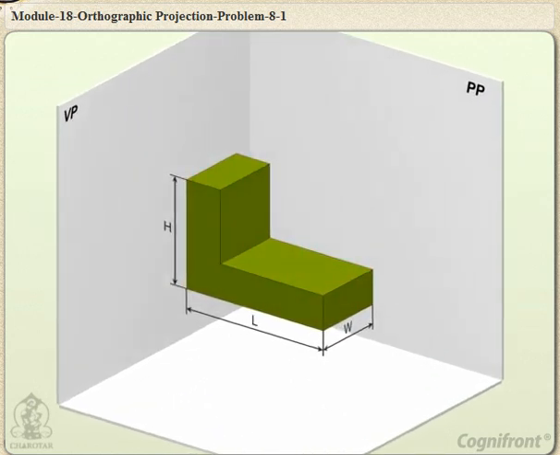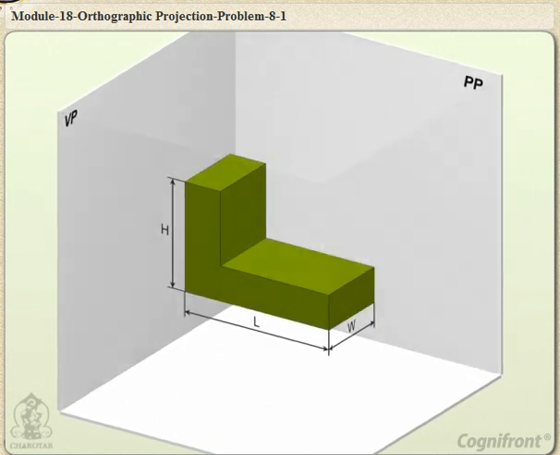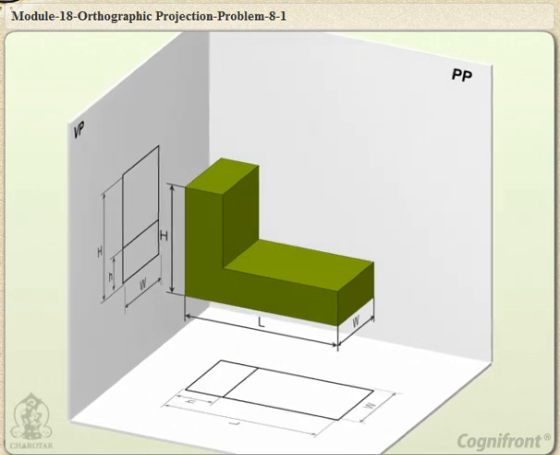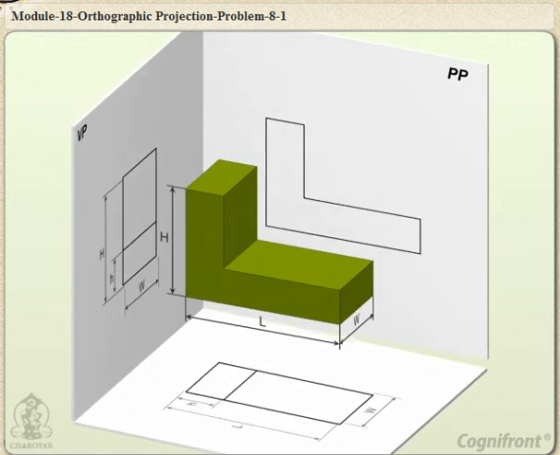An L-shaped solid object is lying in the first quadrant. We'll see how to draw its front, top and side orthogonal views.